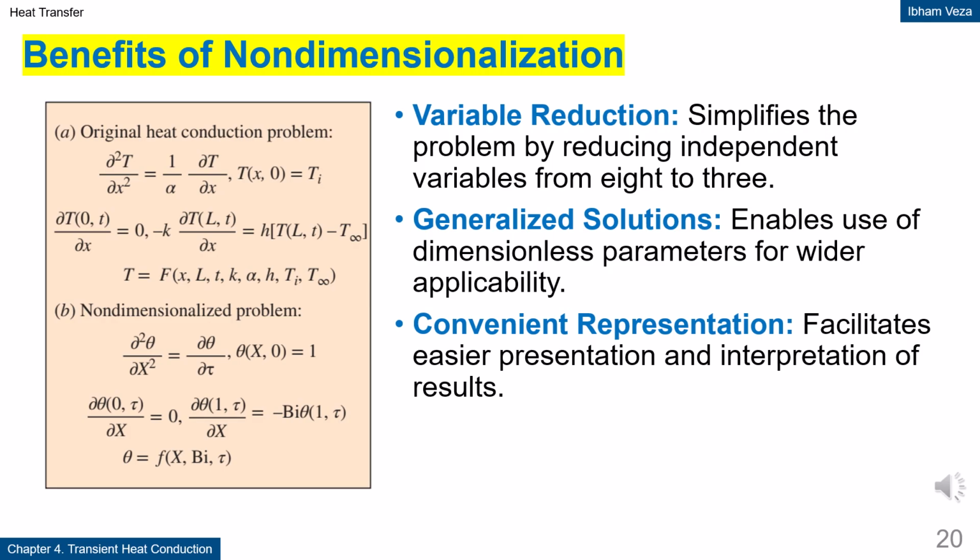Benefits of non-dimensionalization. Non-dimensionalization is used to simplify the form of equations and reduce the number of independent variables. By using dimensionless parameters, the solution can be applied to many different physical cases. This approach also makes it easier to present results in the form of general charts. In addition, the influence of each physical parameter becomes clearer. This is why the Biot and Fourier numbers are so important in transient conduction analysis.